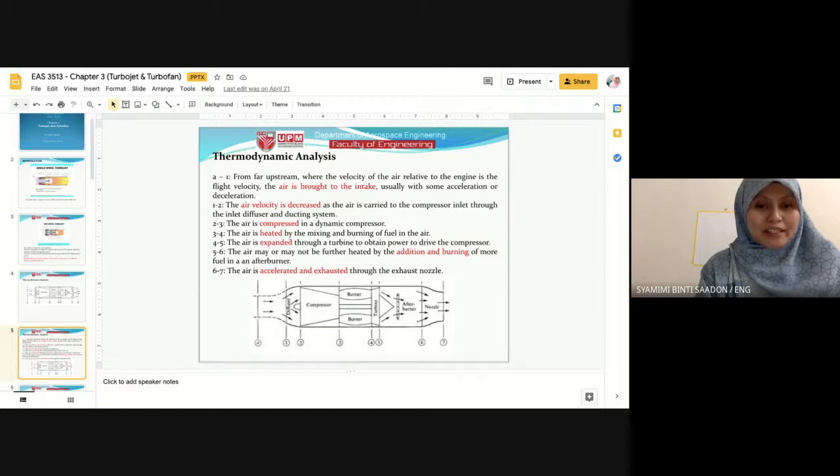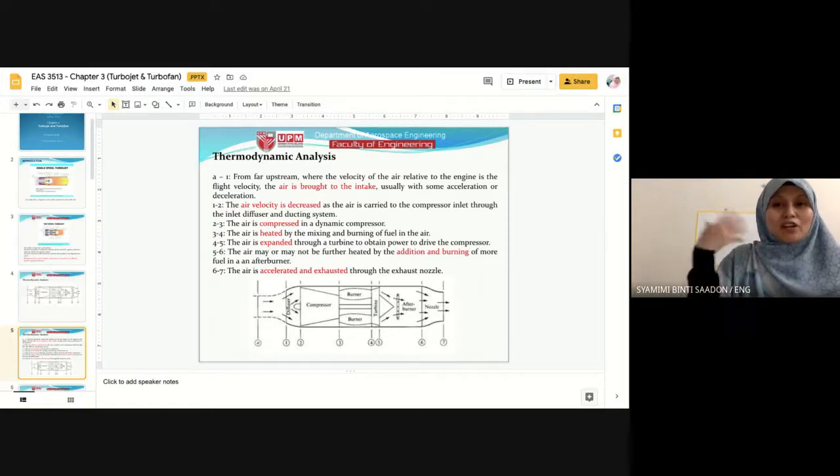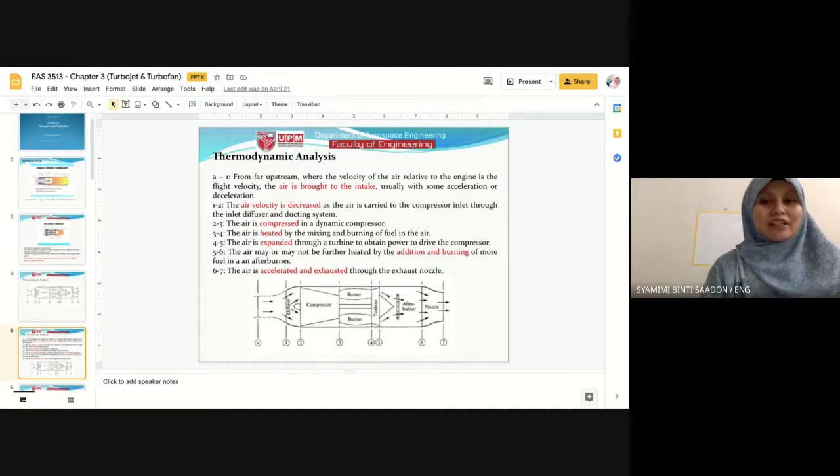This is in more detail. We have compression, then heating in the combustion chamber, mixing the fuel and the air, then expansion. If we have an afterburner, it means we burn it one more time, in another combustion chamber, another burner, to heat the air again. Then the air exits, accelerated and exhausted through the exhaust nozzle. That is the ideal process.